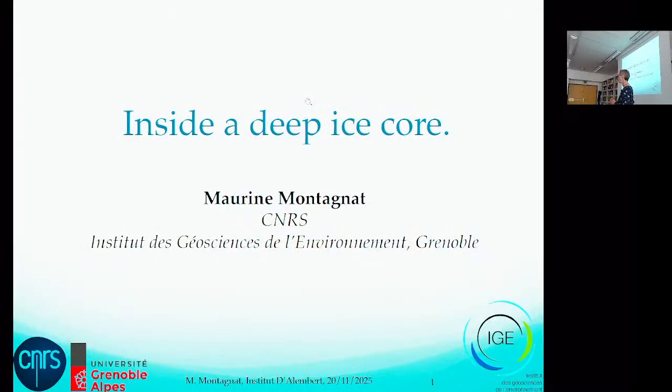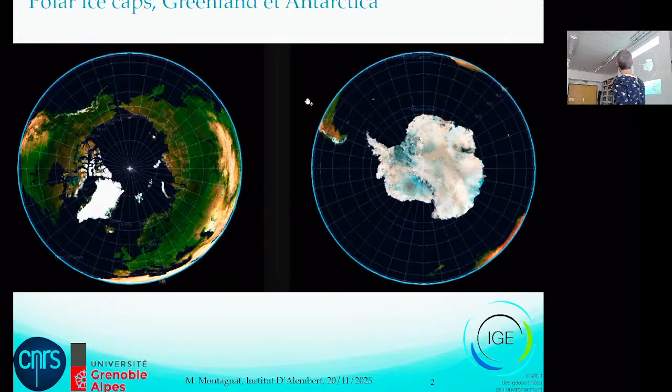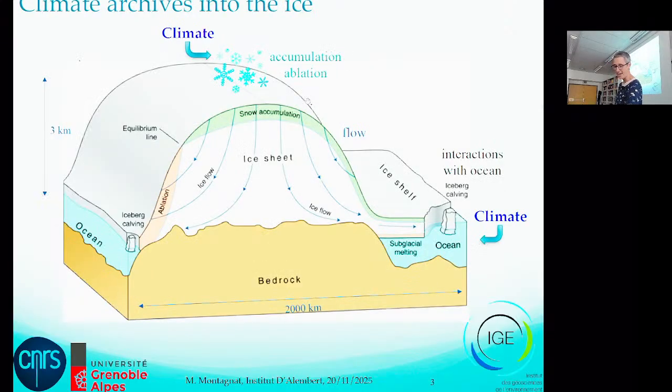So maybe some of you will have some more questions after that related more to material aspect or mechanic aspect, but we'll see. So well, let's have a look and let's make some kind of a journey inside a deep ice core. So polar ice caps, I think I don't need to introduce them here. So mostly Greenland and Antarctica are where we get access to these deep ice cores. And why we are interested is mostly because of climate archives in the ice.